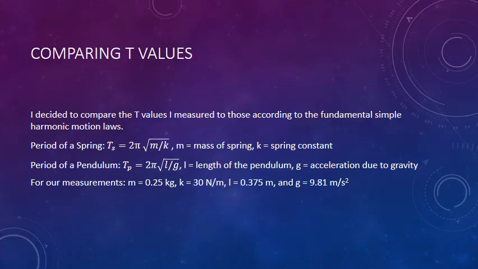To determine whether or not our system follows simple harmonic motion, I decided to compare the t values that I measured in Tracker to the actual t values according to the fundamental simple harmonic motion laws. We know that the period of a spring is 2 pi times the square root of m over k, m being mass of the spring and k being the spring constant. The period of a pendulum is 2 pi times the square root of L over g, L being the length of the pendulum and g being the acceleration due to gravity.